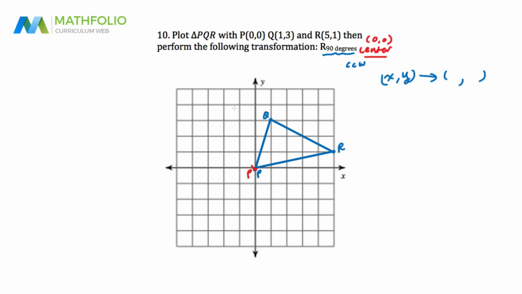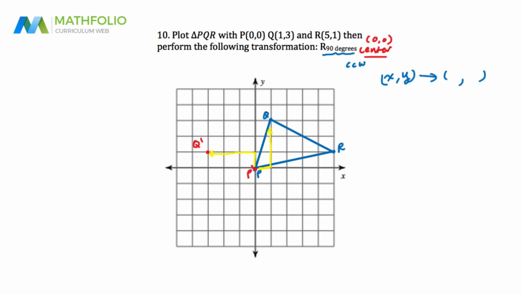Now Q, let's just change this to yellow to show these steps. Q is 1 over and then 3 up. So this is kind of tricky to see, but as this rotates 90 degrees counterclockwise, this 1 over and 3 up becomes 1 up and 3 over. So point Q is going to go right here, and that's Q prime.